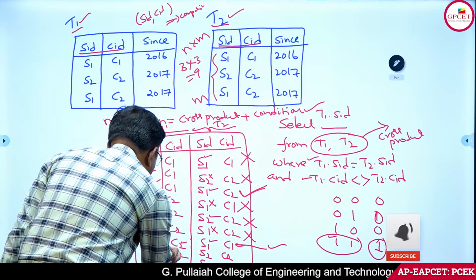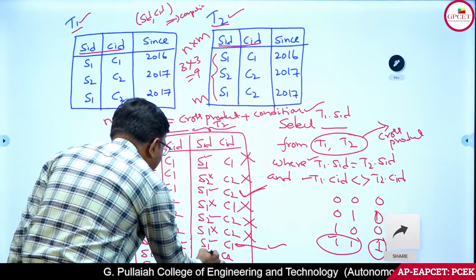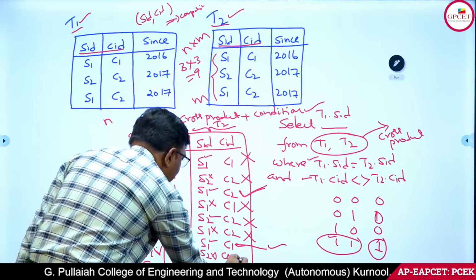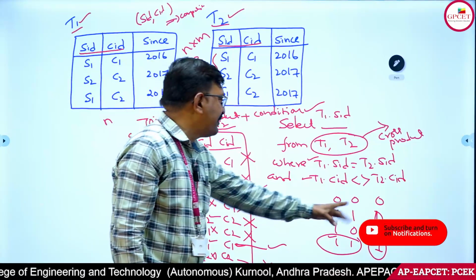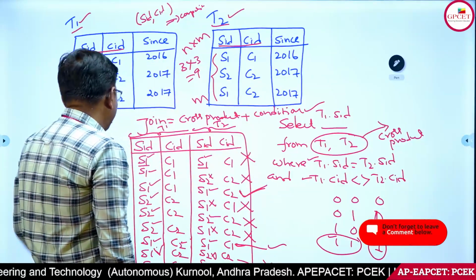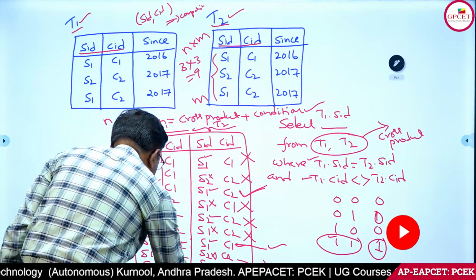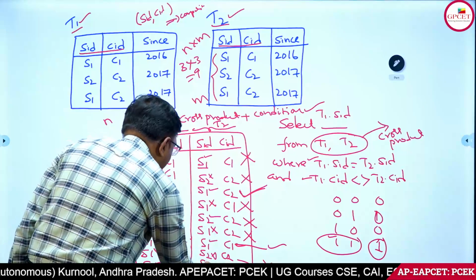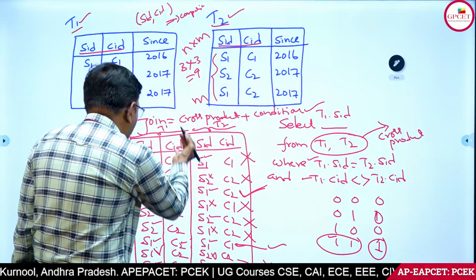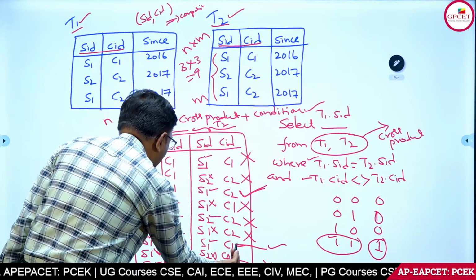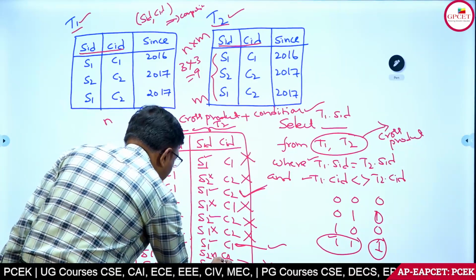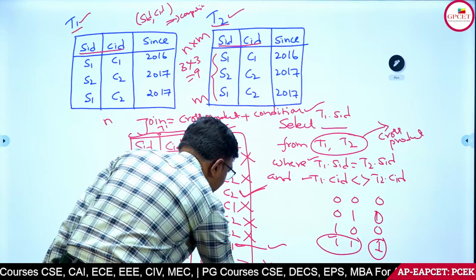Whereas T1.SID equal to S1 and then T2.SID equal to S2: not equal, so the first condition is not satisfied. If any one condition fails, the output also fails. And what is here? T1.SID S1, T2.SID S1. Next, T1.CID C2, T2.CID C2. But here the first condition is satisfied and the second one is not satisfied. That's why the output is false.